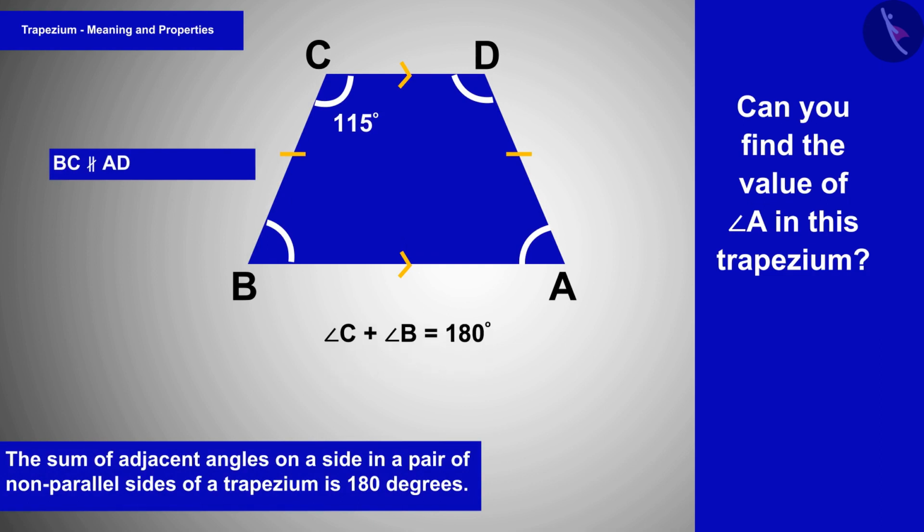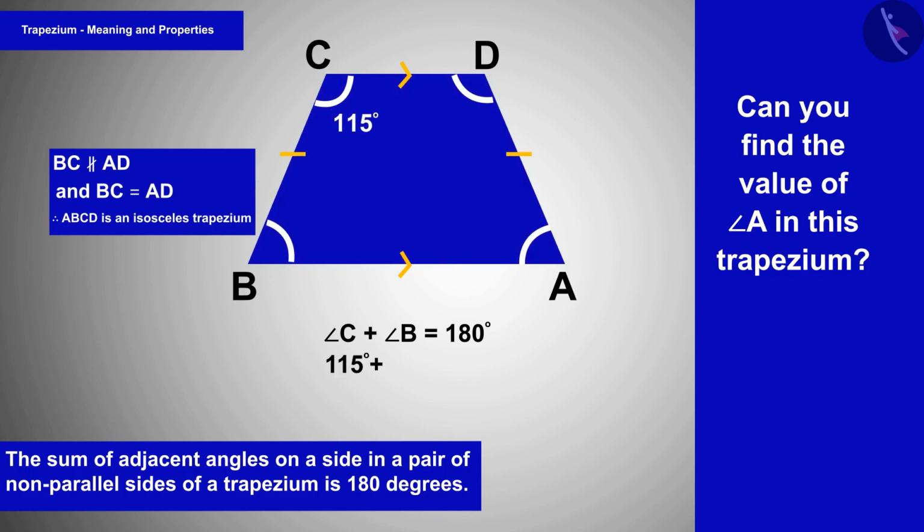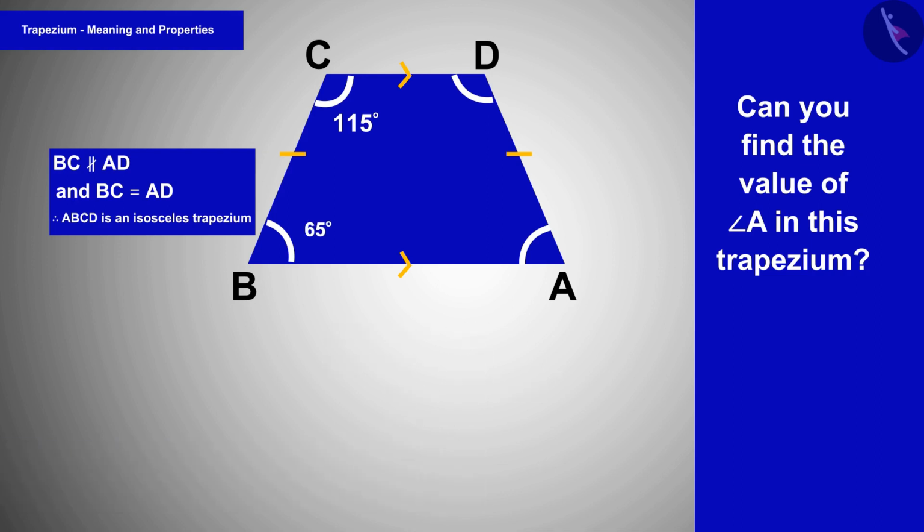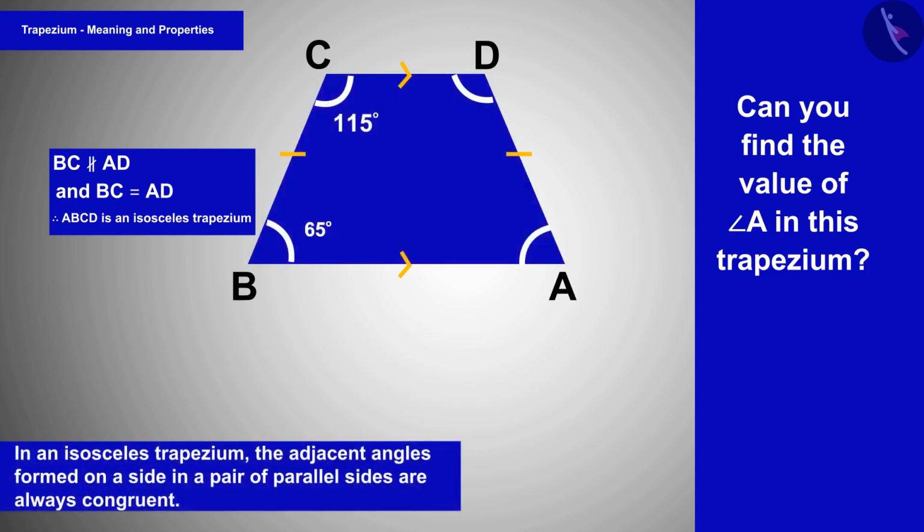We can see from the question that the given trapezium is an isosceles trapezium. Now because we have been given the value of angle C, 115 degrees, in the question, the value of angle B will be 180 degrees minus 115 degrees, that is 65 degrees. And we learnt in the previous video that in an isosceles trapezium, the adjacent angles formed on a side in a pair of parallel sides are always congruent. Hence, the value of angle A and angle B will be equal. From this, we can say that the value of angle A will also be 65 degrees.